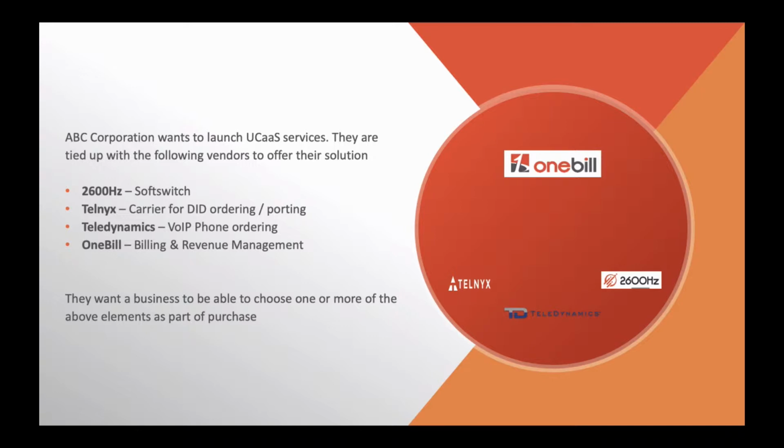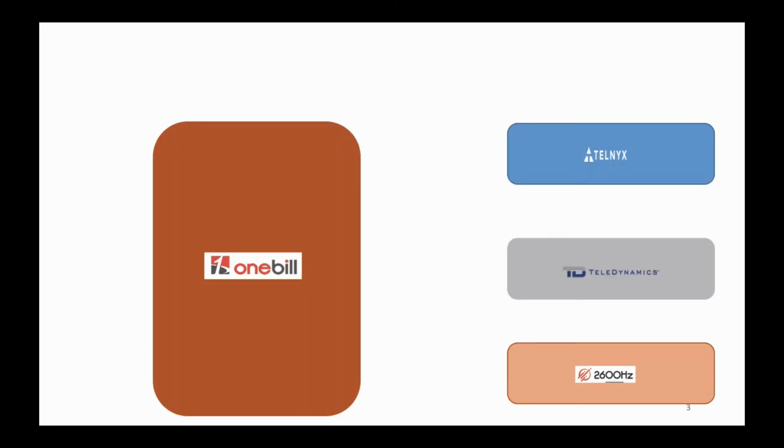Telnyx is the carrier for call routing and DID ordering. TeleDynamics is used for ordering voice over IP phones, and OneBill is used as their billing and revenue management solution. They want a business to be able to choose one or more of these services when they buy it from them. Let's now see the workflow of how this works and how the interaction happens between these platforms.